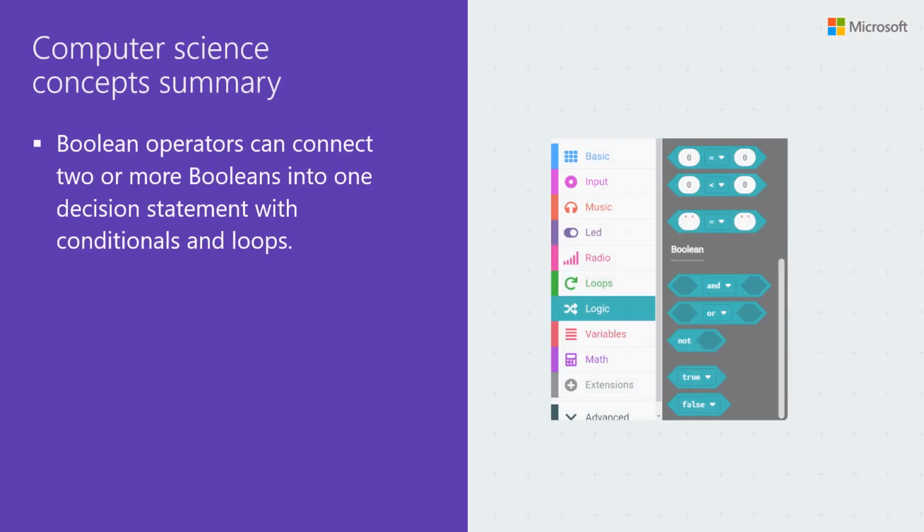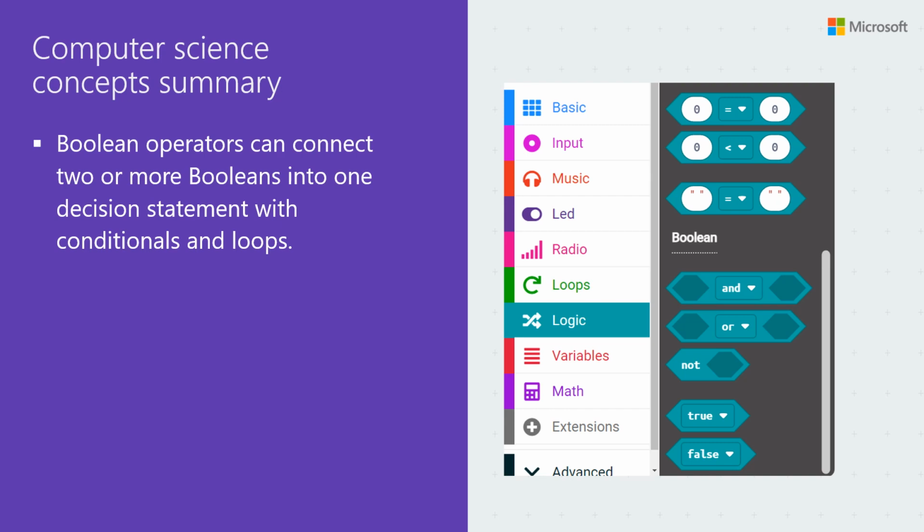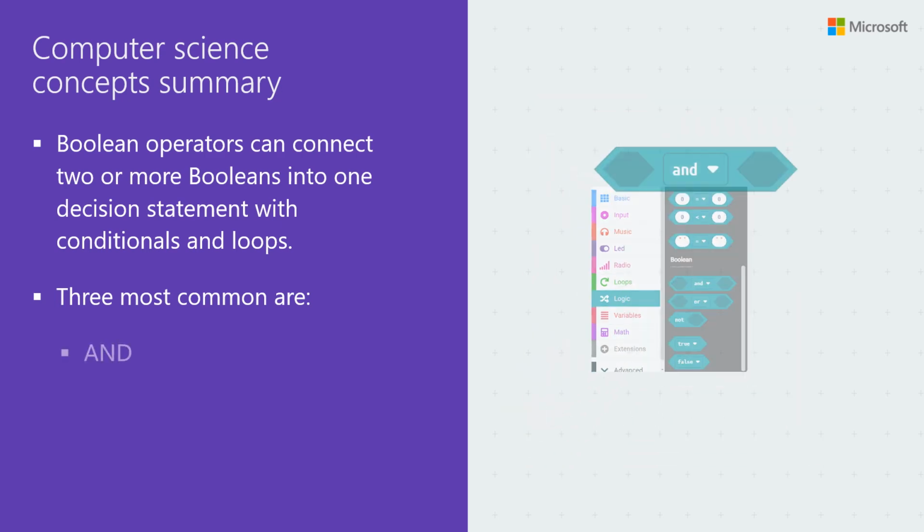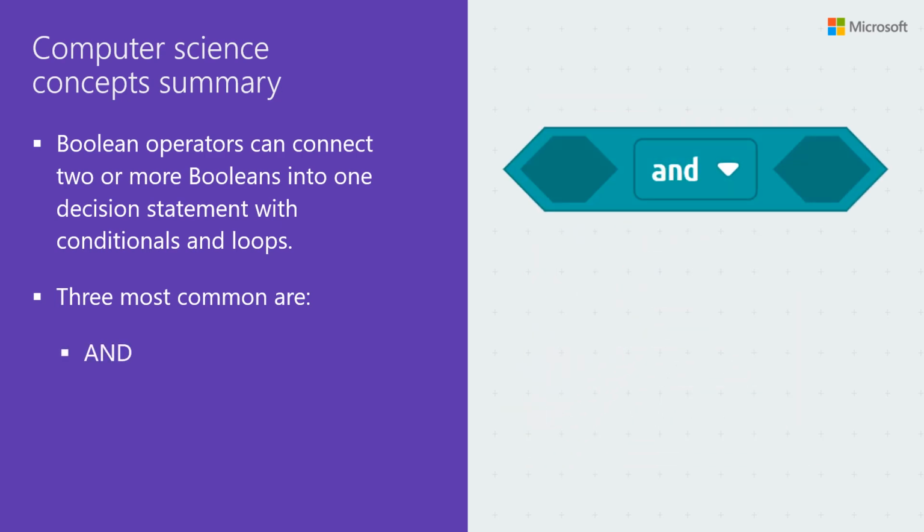Boolean operators can connect two or more Booleans into one decision statement when they're used in conditionals and loops. The three most common are and, or, and not. Let me show you some examples. The first one is if condition A is true and condition B is true. Both of those, whatever's in that diamond block, have to evaluate to true in order for this block to be true.